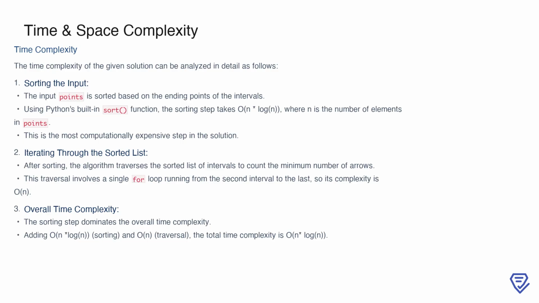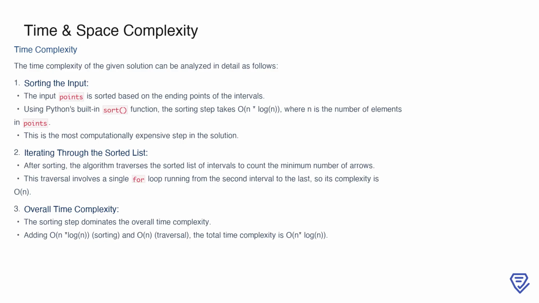The time complexity of this solution can be understood by analyzing its major components. First, we have the sorting step, where the input list of intervals, represented as points, is sorted based on their ending points. This sorting operation uses Python's built-in sort function, which has a time complexity of O(n log n), where n is the number of intervals. This step is the most computationally expensive part of the algorithm.